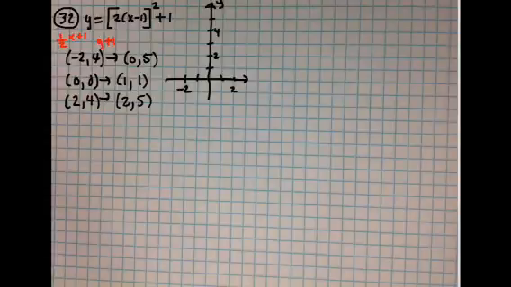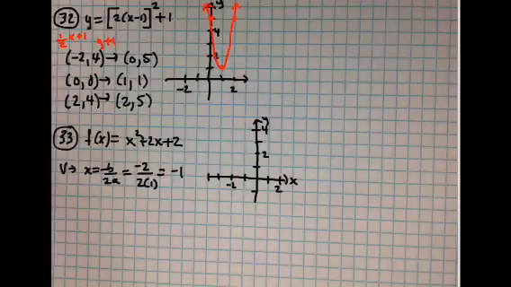Okay, so there's your points. 0, 5, 1, 1, and 2, 5. Okay, so that's a skinny parabola, like that. Alright, so number 33 is another quadratic, but this time it's in standard form.